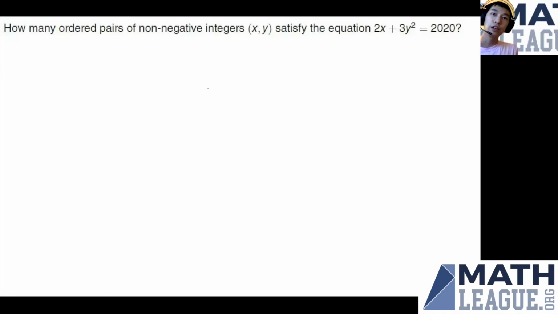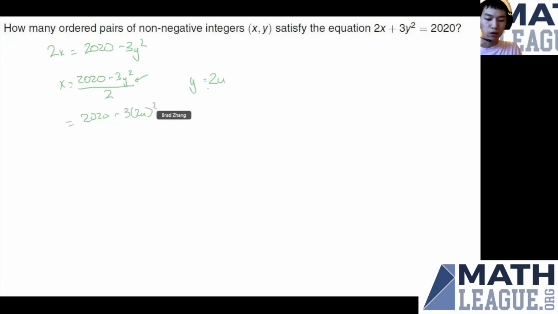Instead, let's pick a y. Then 2x is equal to 2020 minus 3y squared, and x is equal to 2020 minus 3y squared, all over 2. Now we have a formula for x: when we pick a y, we can easily find an x using this formula. This also tells us something else. If y is an integer, then in order for x to be an integer, y has to be even. Let's say y equals 2u for some integer u. Then 2020 minus 3 times 2u squared, all over 2, equals 1010 minus 6u squared, since we know y has to be even.